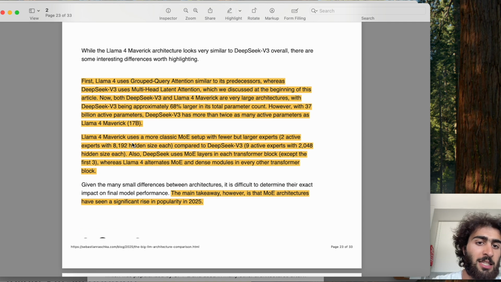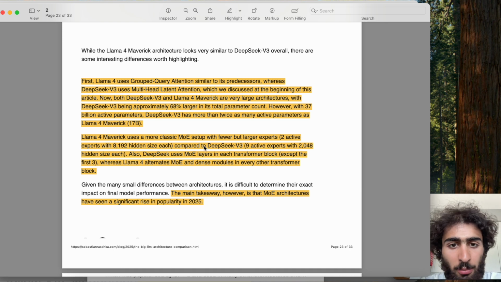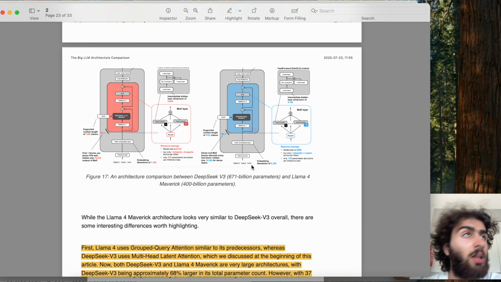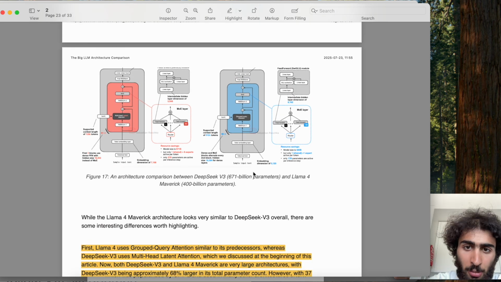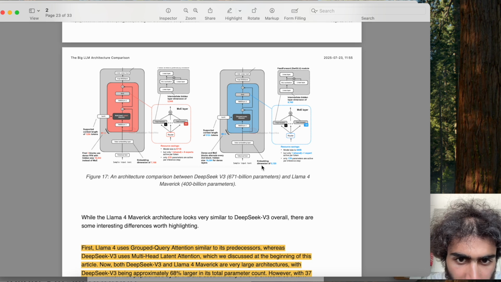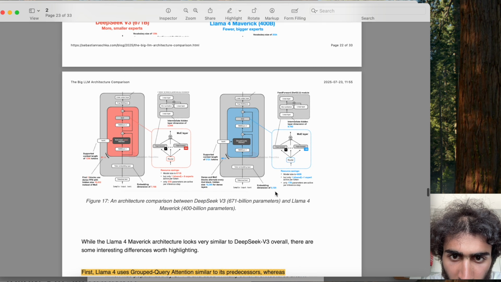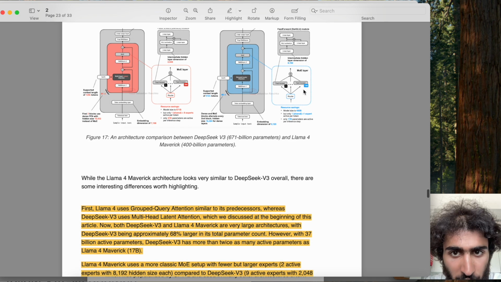Llama 4, as opposed to DeepSeek, uses a more classic mixture of experts setup with fewer but larger experts, so 2 active experts with an 8,192 dimensional up projection, as opposed to the embedding dimension, which is 5,120. So I don't know if that's legit, because that's a strange up projection, but perhaps that's the ratio that was chosen. I didn't think that you could do fractional ratios for the up and down projection matrices, but we have, once again, 128 experts, so half of the experts as in DeepSeek, and then 1 shared and 1 expert active per token.